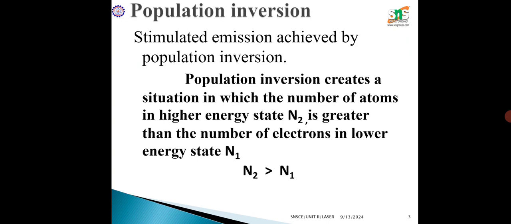Population is nothing but the number of atoms. Usually the atoms will be more in the ground state only, but population inversion means the atoms should be more in the excited state, then only we can have stimulated emission. So for that process the atoms should be in the excited state. This is represented by N2 greater than N1. N2 is the number of atoms in the excited state, and N1 is the number of atoms in the ground state.